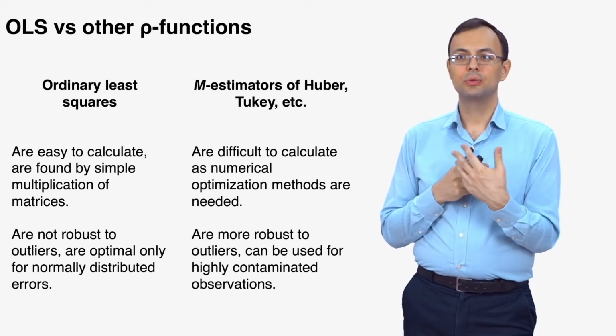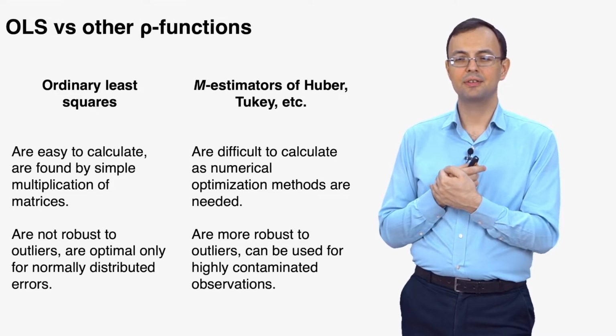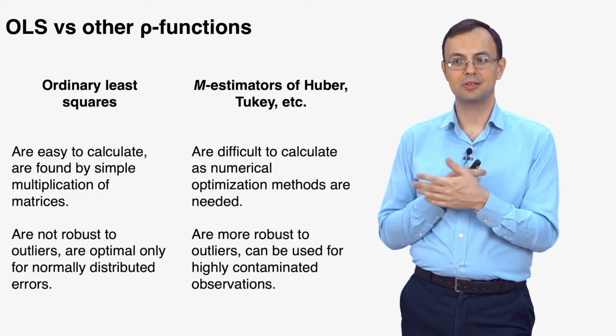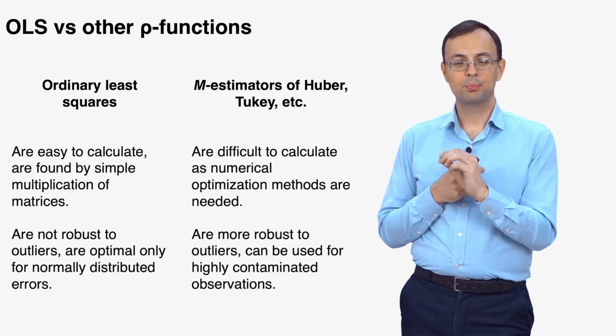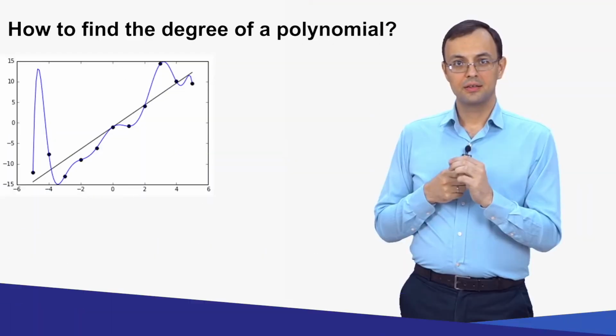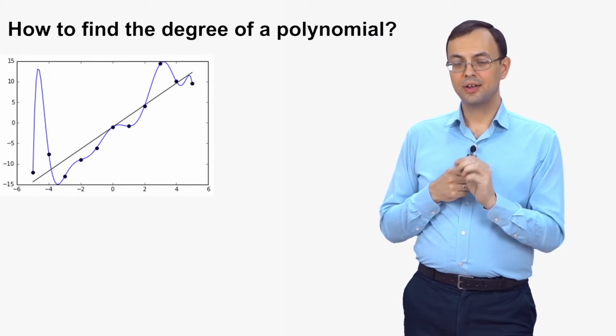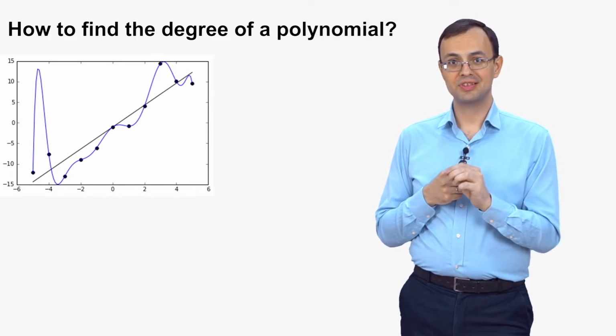But the advantage is that M estimators are more robust to outliers and can be used for highly contaminated observations, so for observations with a high proportion of errors, a high proportion of outliers. There is another important problem we have not discussed yet.